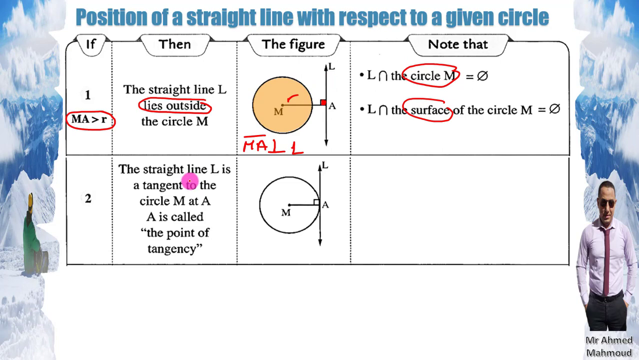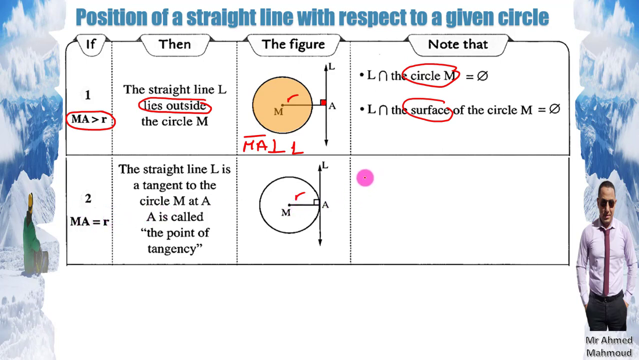Okay, the second relation, if the straight line L is a tangent, what's the meaning of the tangent? The line that touch the circle is called tangent. Okay, again, the line that touch the circle is called tangent. Okay, if L is a tangent to the circle, so now MA equal to R. Again, MA equal to R.